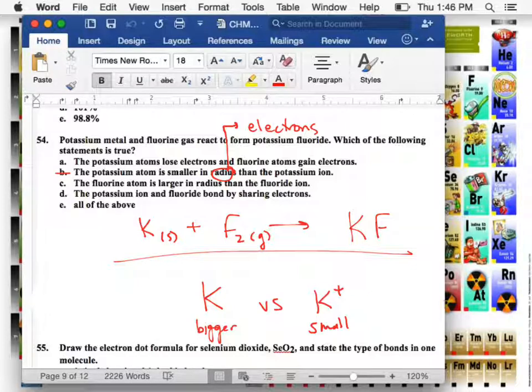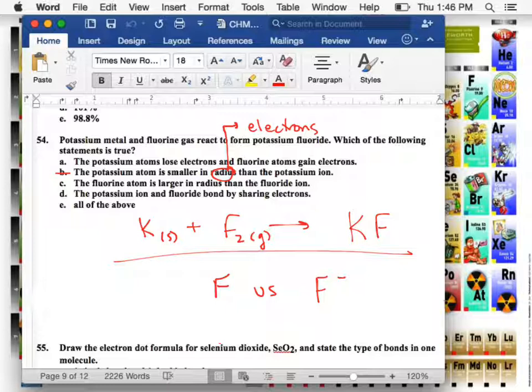B is wrong. That is an absolutely false statement. The fluorine atom is larger in radius than the fluoride ion. Well, again, that doesn't really have anything to do with my chemical equation. It's a bit weird, but let's go through and look at it anyway. The fluorine atom versus the fluoride ion. Well, what was the fluoride ion? F minus, right?